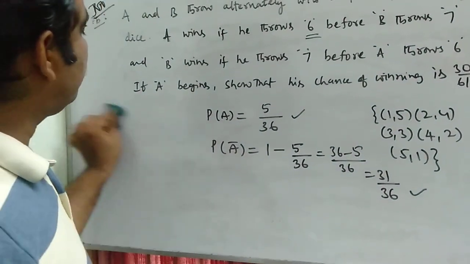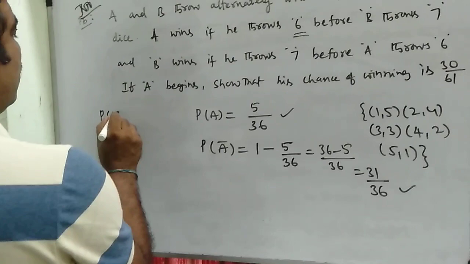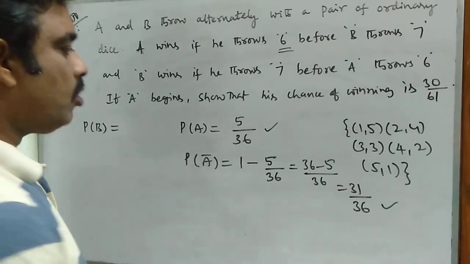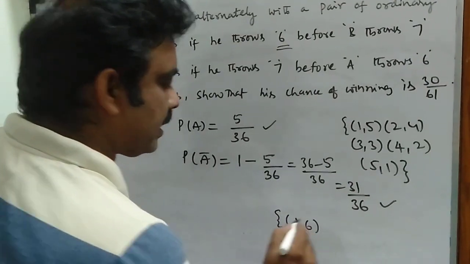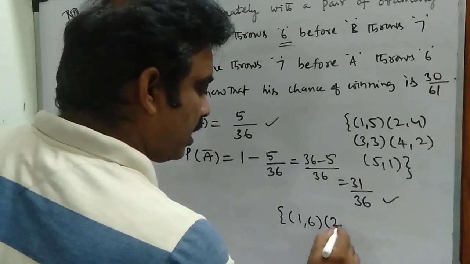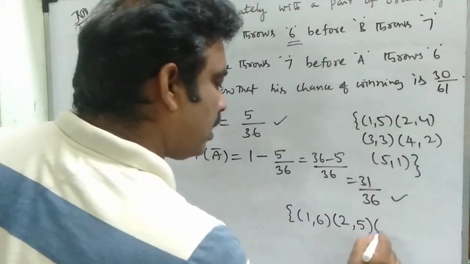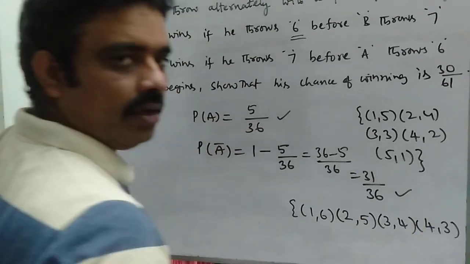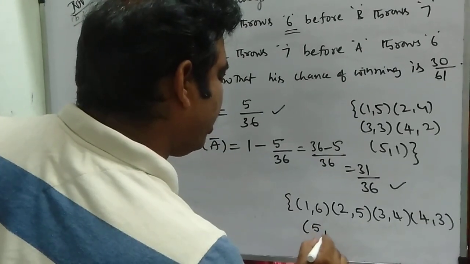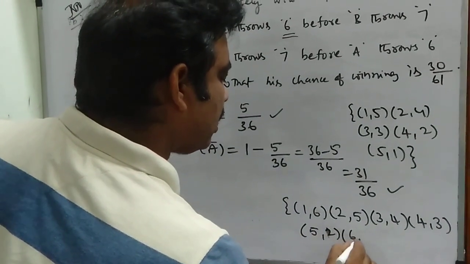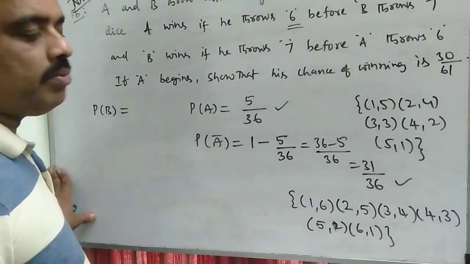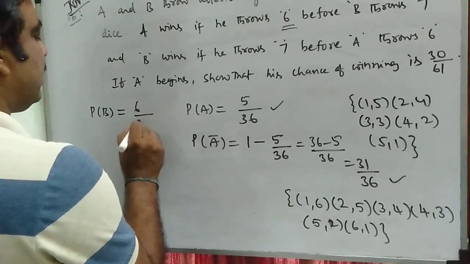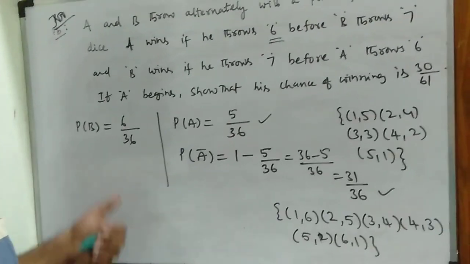And similarly P of B. What is P of B? The probability of throwing 7 by the candidate B. To throw 7, the possible outcomes are 1, 6, since 1 plus 6 is equal to 7. Starting with 2, it is 2, 5. Starting with 3, it is 3, 4. Starting with 4, it is 4, 3. Starting with 5, 5, 2. Similarly, the last one is 6, 1. So the possible outcomes to get sum equal to 7 are 6. So the probability of B is 6 by the total number, same, n of S is equal to 36.